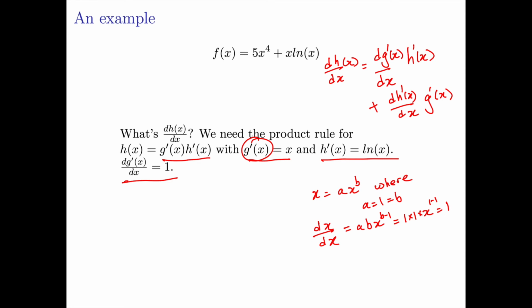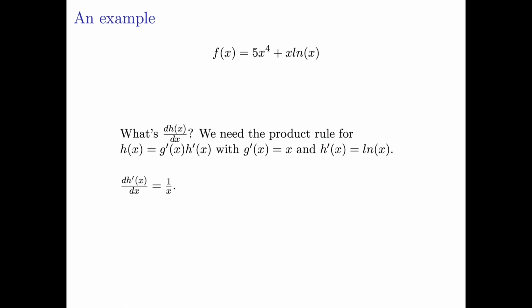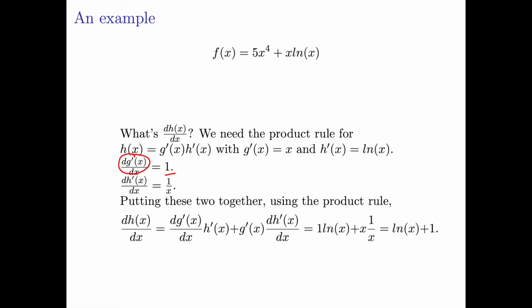To use this product rule, we still need to calculate dh prime of x/dx. But it's simply the log, so it's just 1 over x. So now we have all the components we need to use the product rule to find the derivative of h. dg prime of x is just 1. dh prime of x is 1 over x.